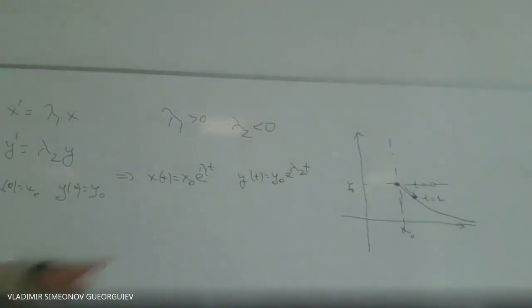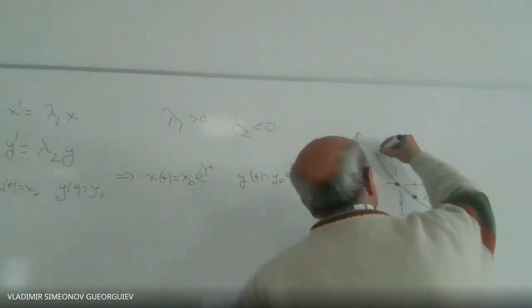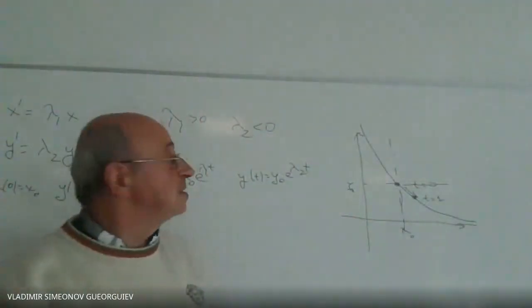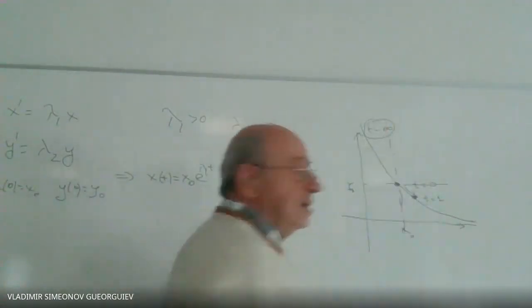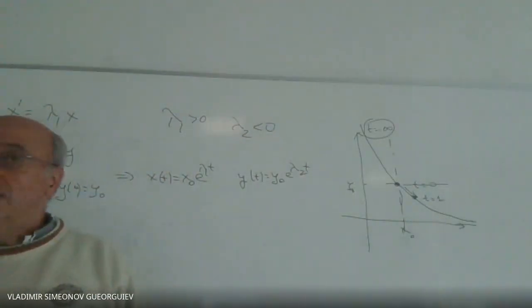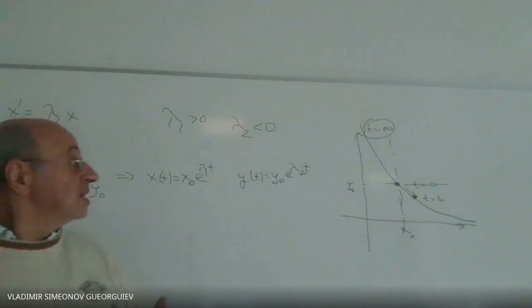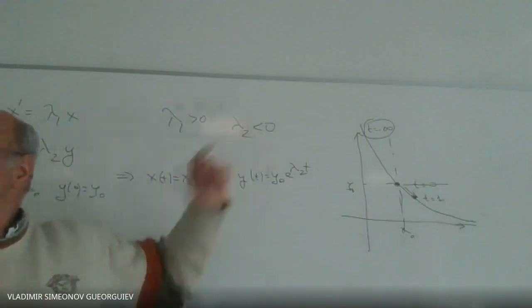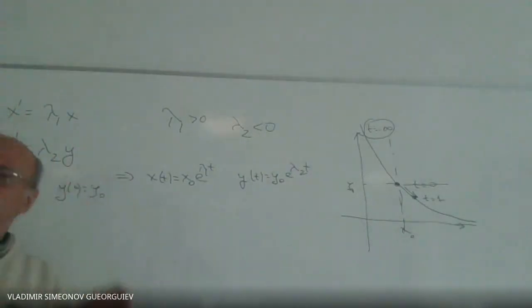What will happen with negative time? With negative time, you can see that we have similar behavior, and we have this part of the picture. This corresponds to t equal minus infinity. This actually was the hyperbola that we studied for our first example. Example 1 was the hyperbola. This was the case when lambda 1 was 1, lambda 2 was minus 1. But it is the same when we have one positive, one negative eigenvalue.